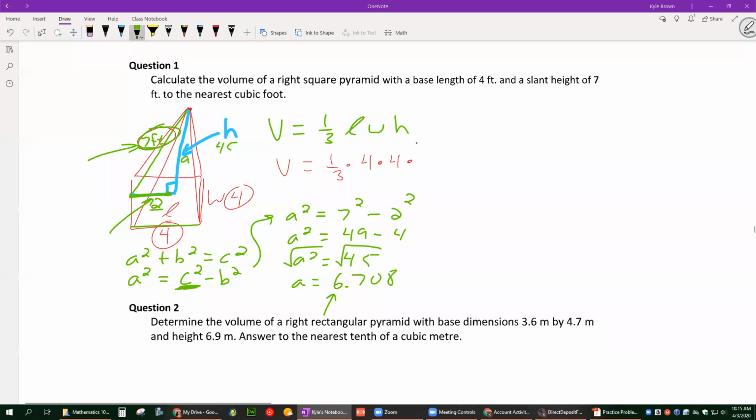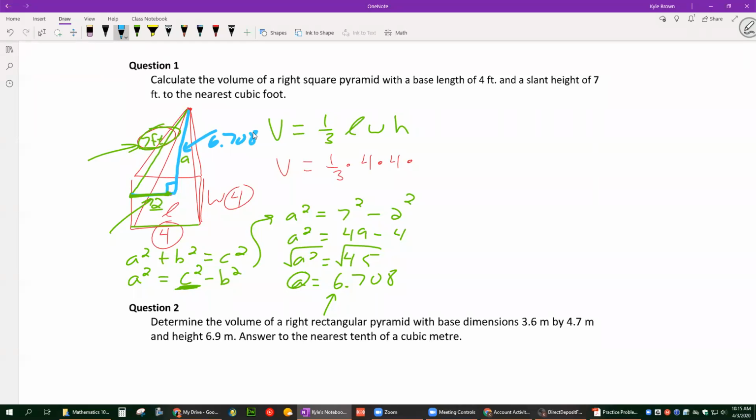Okay, so that's my A, and really, maybe I shouldn't call it A. I just did that because it was Pythagorean theorem. That was my height. That's what my height is equal to. So let's just write that in there now. So our height here was actually 6.708.